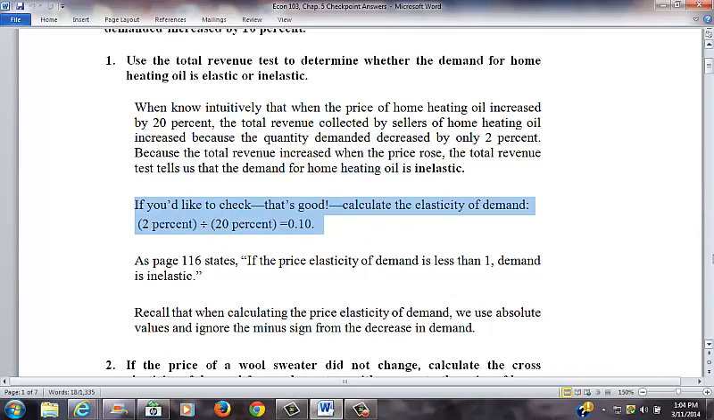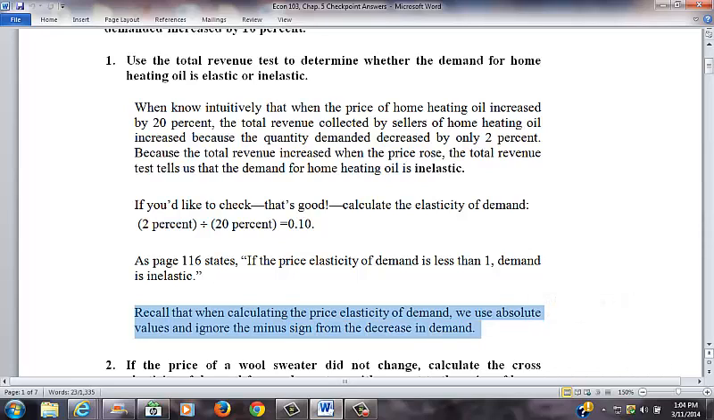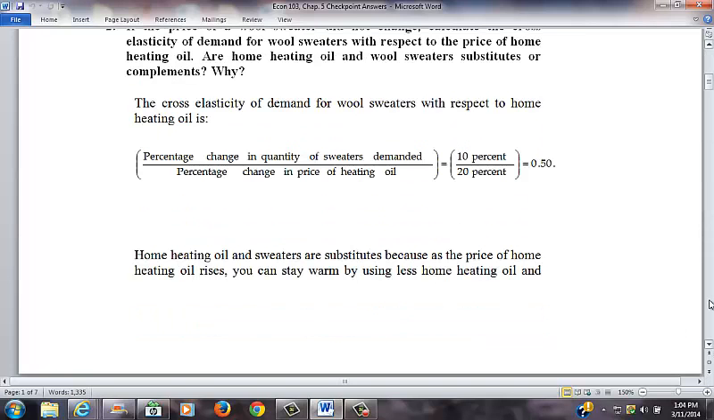demand. So take 2% divided by 20% and get 0.1. As page 116 of your textbook states, if the price elasticity of demand is less than 1, demand is inelastic. Recall that when calculating the price elasticity of demand, we use absolute values and ignore the minus sign from the decrease in demand.